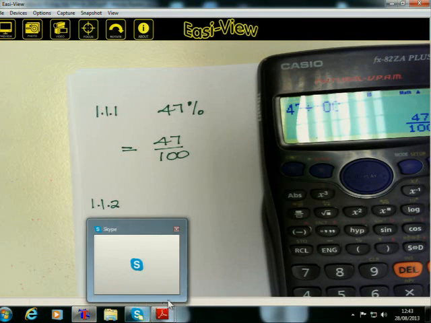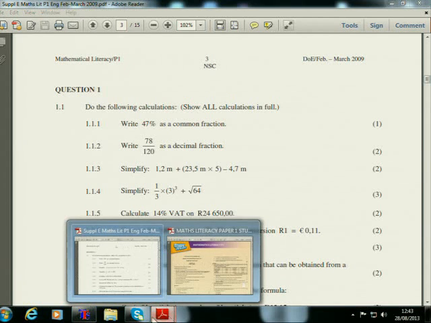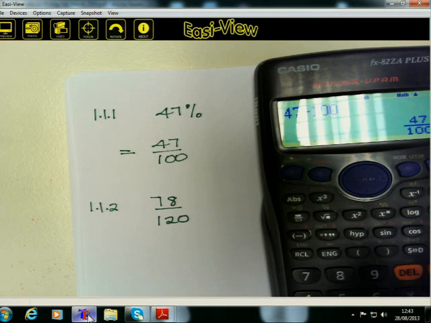And 1.1.2 requires you to write 78 over 120 as a decimal fraction. Now what is a decimal fraction? A decimal fraction means there must be a comma. And because of the calculators that you are using, they make it easy for you, because you click in your calculator and it will give you the correct answer that you are looking for.